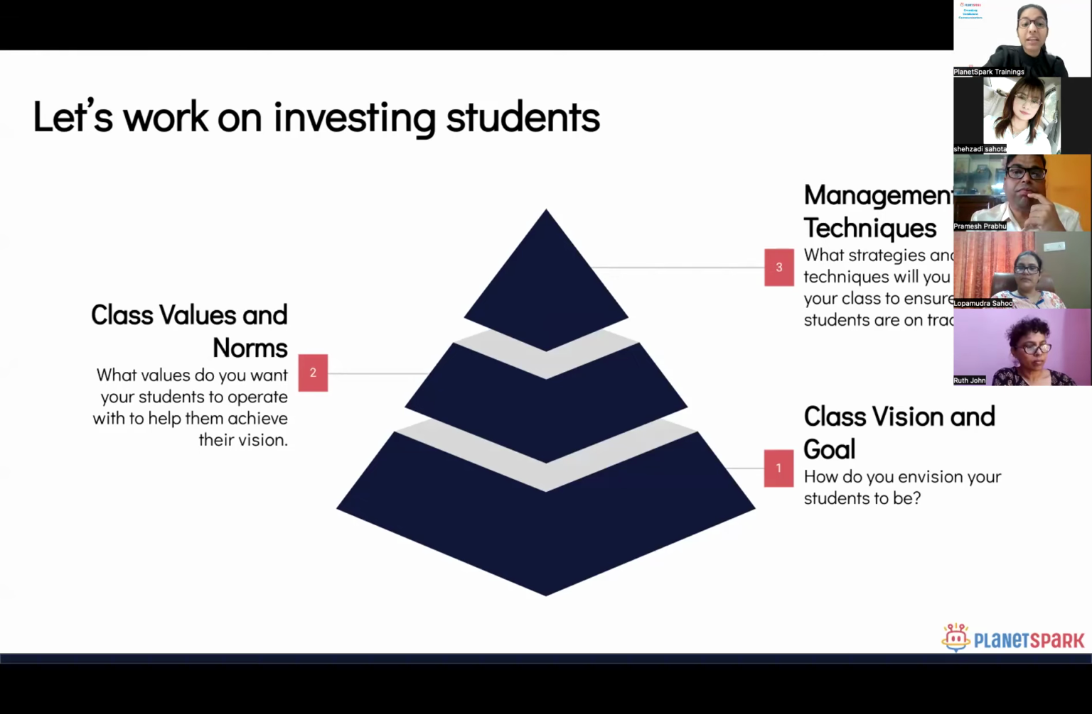Always, right? Even when we are thinking about values, norms, management techniques, vision is the first thing to always focus on. So these are the three big things we will be talking about today with examples.